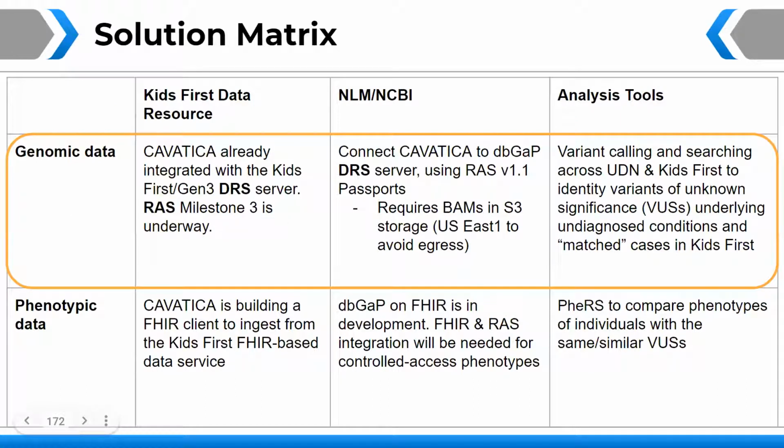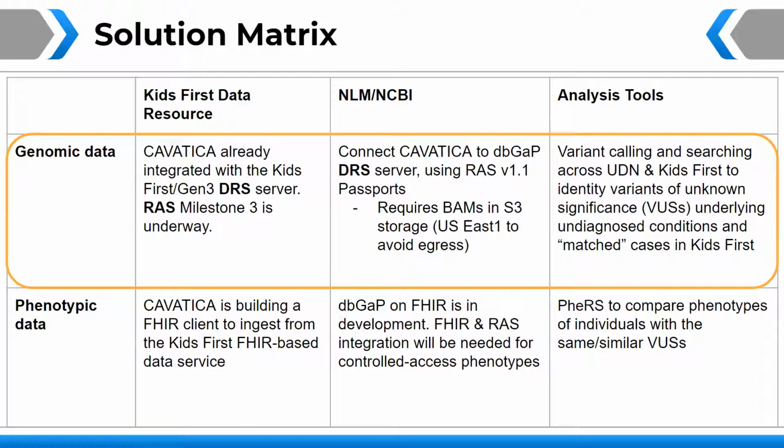So there's multiple layers and components to offer solutions to get at this use case. There is a genomic data flow and there's a phenotypic data flow, and there's work from the Kids First side and work from the NCBI and NLM side. And of course, our researchers who are actually going to run these analyses in the cloud. I'm going to talk about the genomic part, and then Allison will talk about the phenotypic part. But briefly, we know that Cavatica already knows how to talk to the Kids First Gen3 DRS server. Here, they will connect to dbGaP's DRS server, and this requires using RAS v1.1.